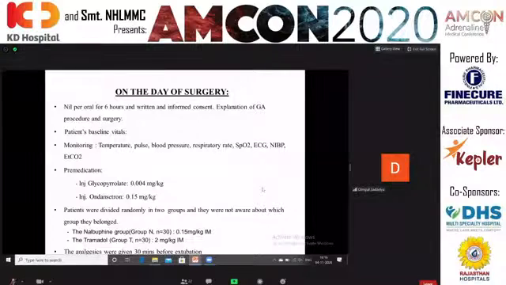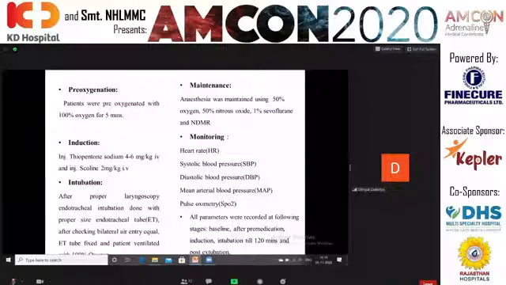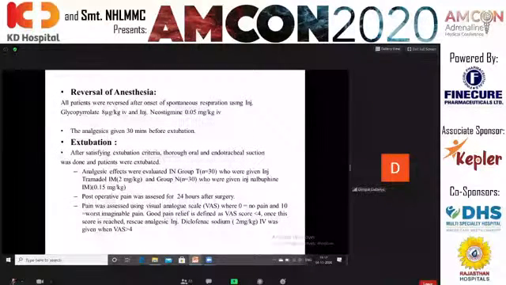Pre-oxygenation done, induction done with thiopental sodium 4 to 6 mg per kg and scopolamine 2 mg per kg IV. Intubation after proper laryngoscopy, proper size endotracheal tube intubation done, and after checking bilateral air entry, ET tube fixed and patient ventilated with 100% oxygen. Anesthesia was maintained using 50% oxygen, 50% nitrous oxide, and 1% CO, along with a non-depolarizing muscle relaxant. Monitoring heart rate, systolic blood pressure, diastolic blood pressure, and SpO2. All parameters were recorded at the following stages.